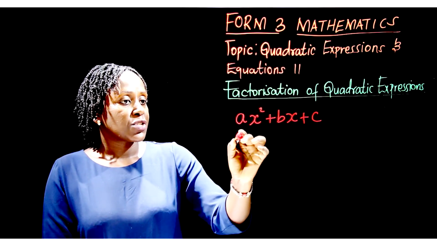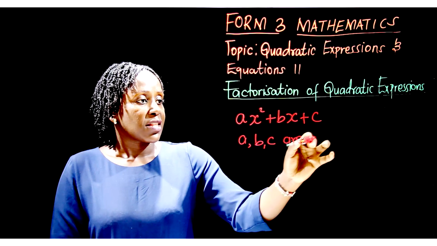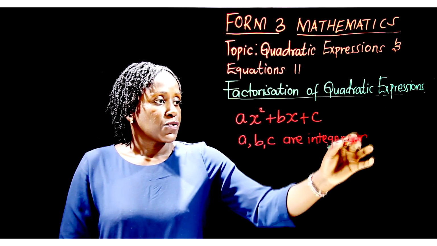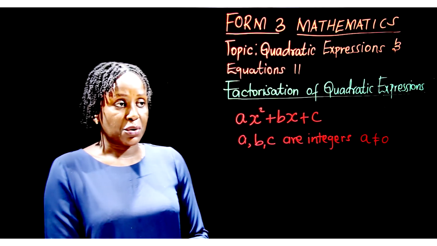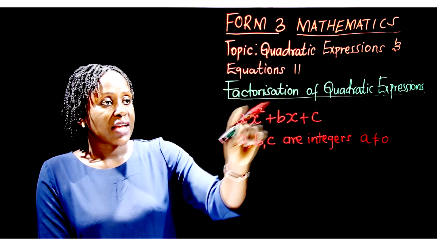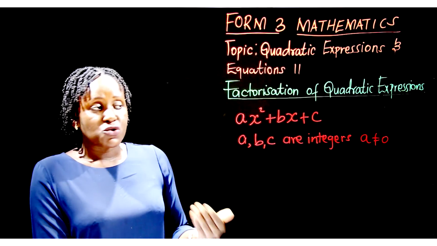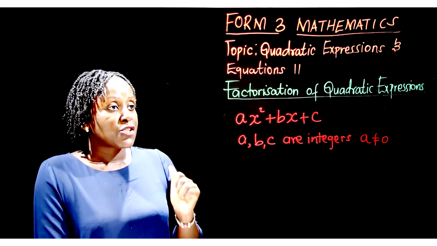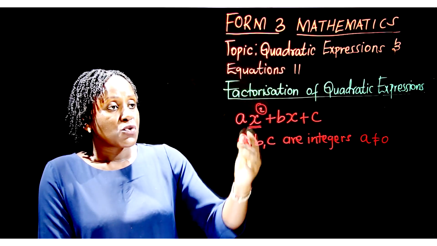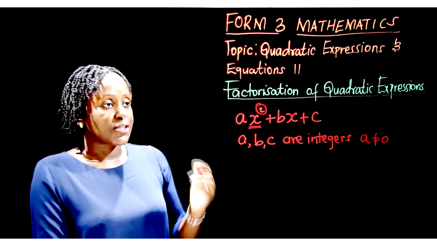It is important to note that a, b, and c are integers, okay? That means that they can be positive or negative whole numbers, and a cannot be equal to 0. A cannot be equal to 0 because if a is equal to 0, then it will be 0 times x squared, which makes the entire term 0. If that is the case, then that expression cannot be referred to as a quadratic expression, because the main reason why this is a quadratic expression is because the x here is squared. So if you lose x squared from this expression, then it cannot be defined as a quadratic expression.